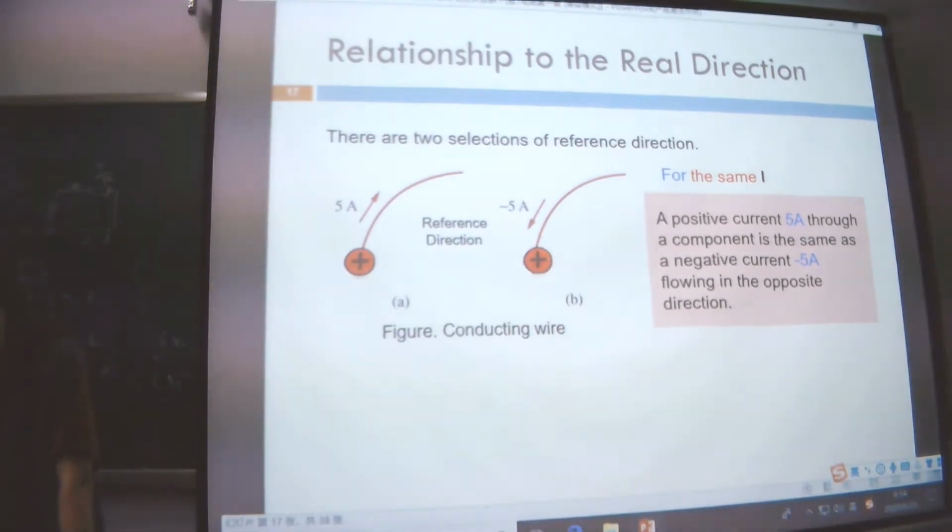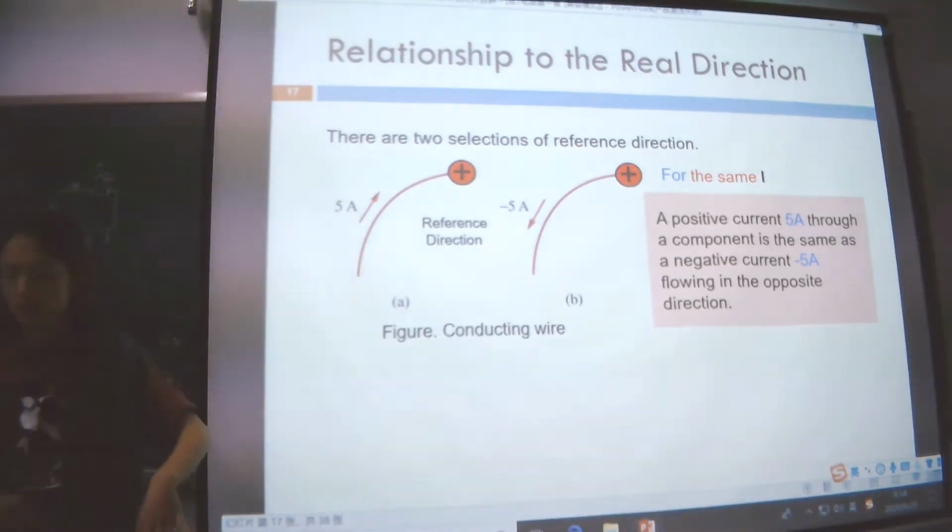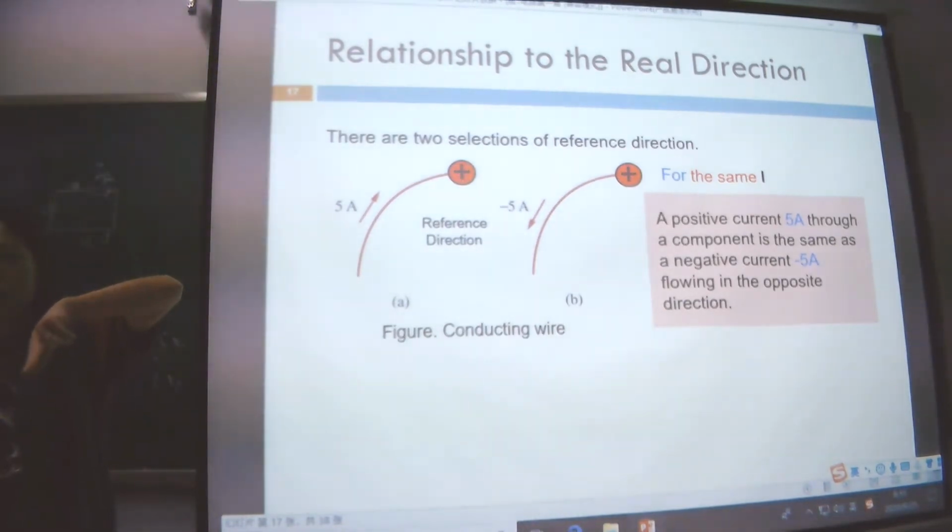Okay, so let me see. The charge moves up for the first one, right? So the direction is the same as the arrow, which means it's positive. For the second one, you can see the direction is different from the movement. So the real direction is this one, but our reference direction is this one. So the value should be minus one.